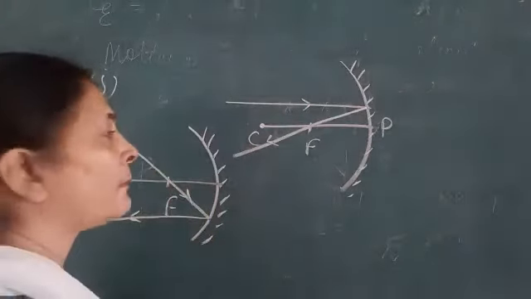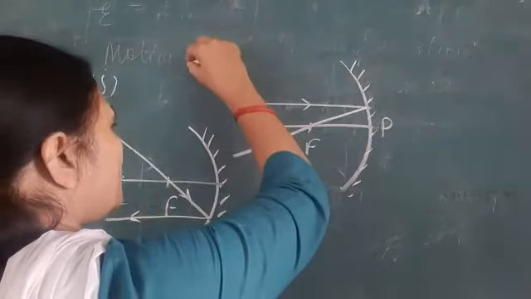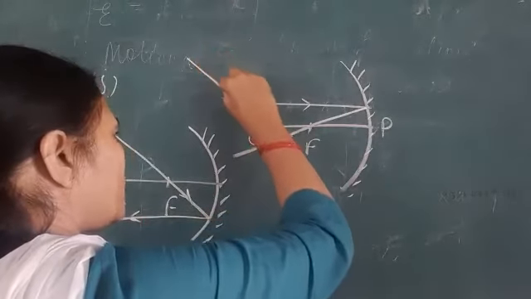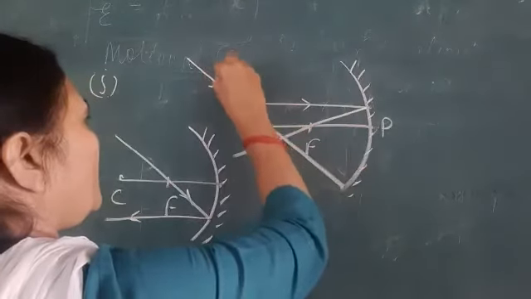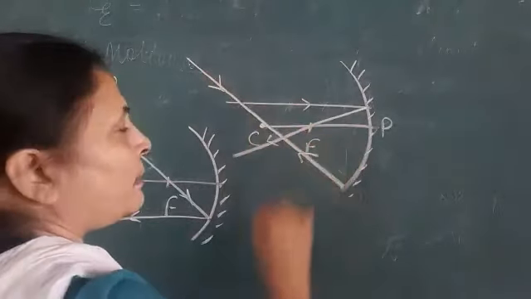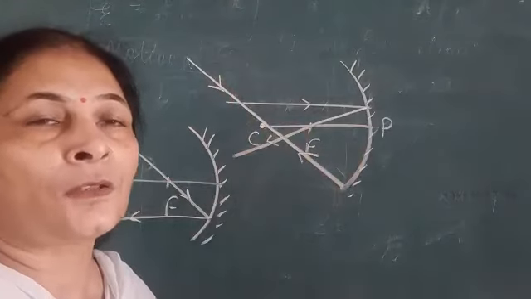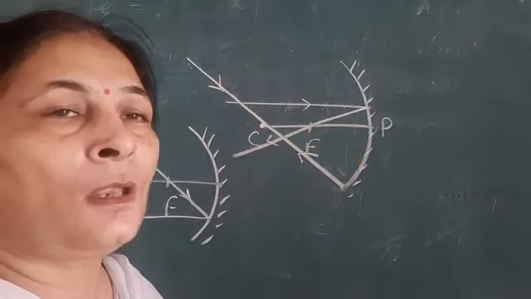The third is that if a ray of light passes through center of curvature, the incident ray, then it will get reflected in the same direction. There is no change in path.